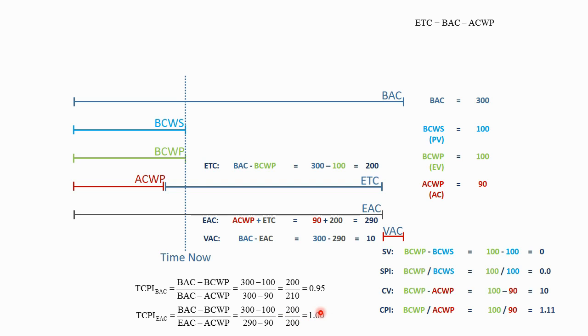This project manager needs to perform at a cost performance index of 1.0 in order to come in, not on budget, but on budget to the new estimate at completion. So if this project manager had been performing at 1.11, if they perform at 1.0, they will meet this new EAC of 290. Now, from a business management perspective, you might want to do this.